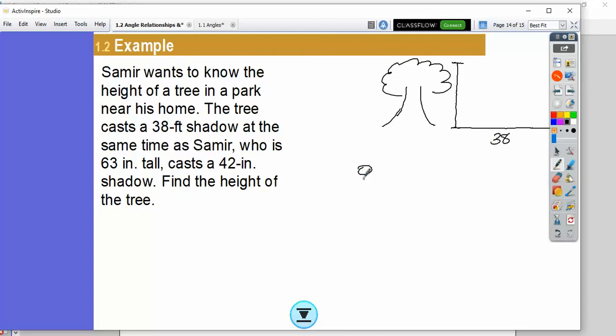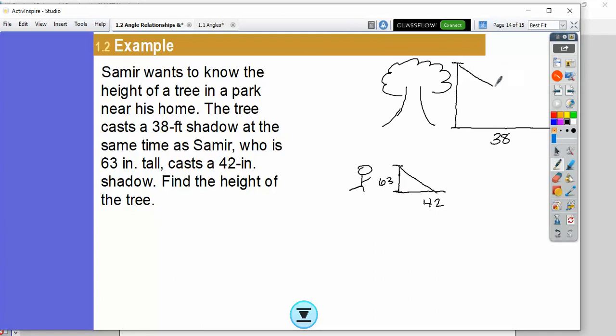Okay, then I have Samir here. I know he is 63 inches tall, and his shadow is 42. Now, there is a slight difference because my units are different. You'll notice I'm measuring his in inches and the tree in feet. That's okay as long as in the triangle all the units are the same. So as long as in this triangle everything is feet and this one everything's inches, it's not a big deal.